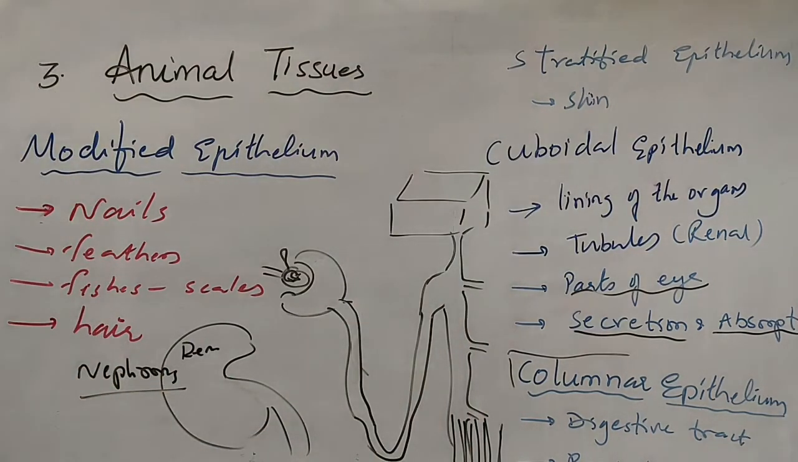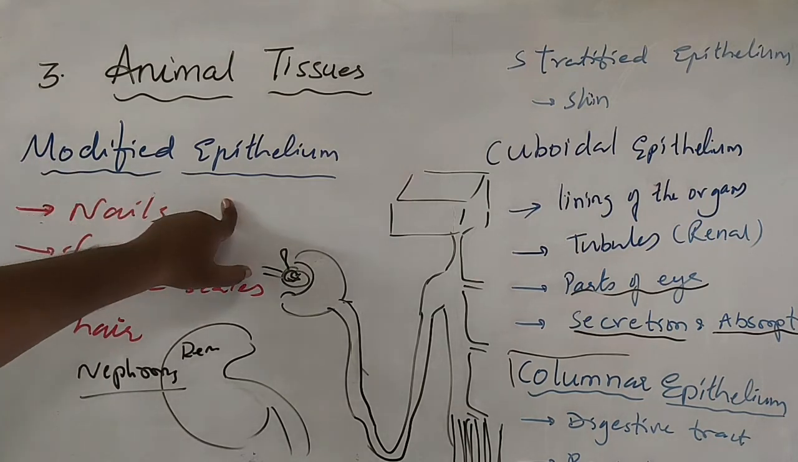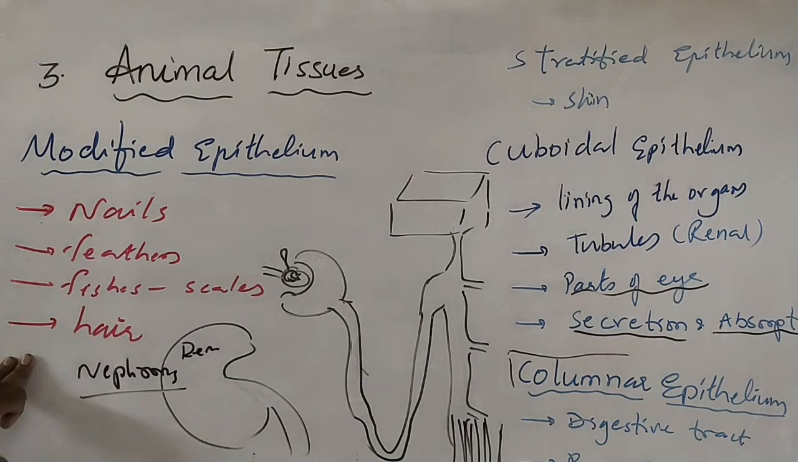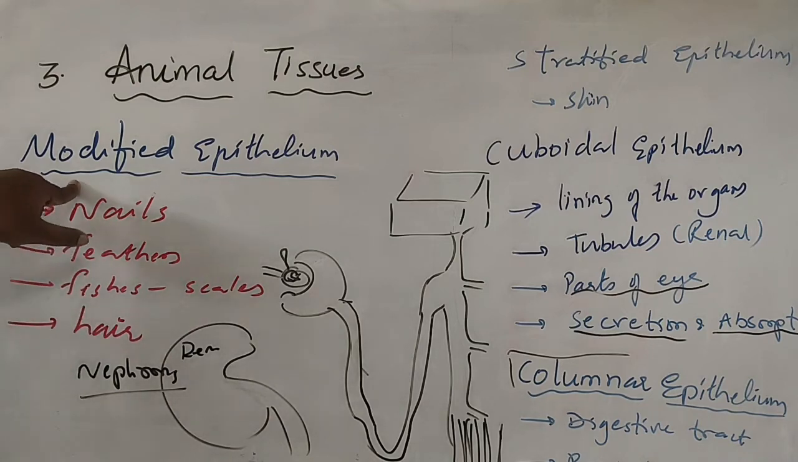Okay, and the last one is the modified epithelium. In the modified epithelium, the epithelium, which is the outer lining, isn't it, will be modified into different structures. Now you can see nails on your body, isn't it? So nails are also a kind of modified epithelium, and hair on your body is also a kind of modified epithelium. Birds have feathers which cover their body. That is also a kind of modified epithelium. And if you observe fishes, they have scales on them. When you buy fish, you remove all the scales and make the fish nice and soft. So those scales are also nothing but modified epithelium.